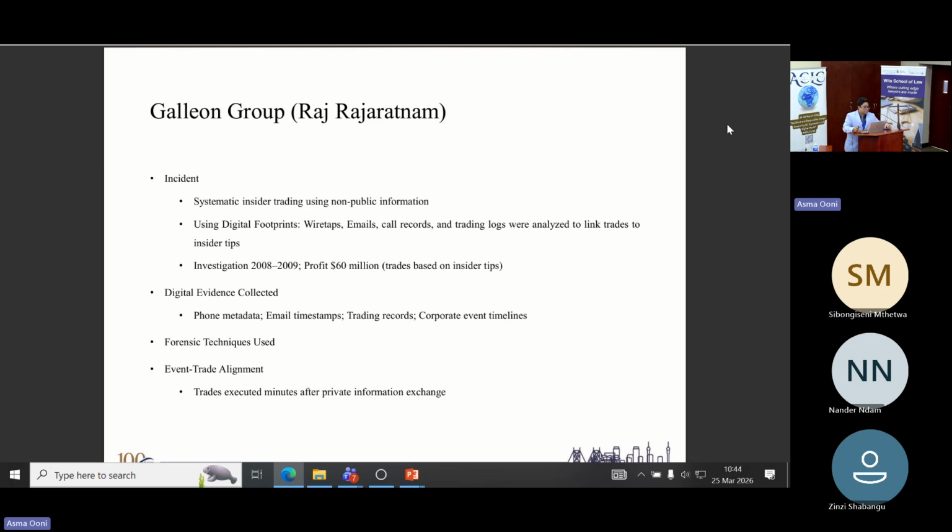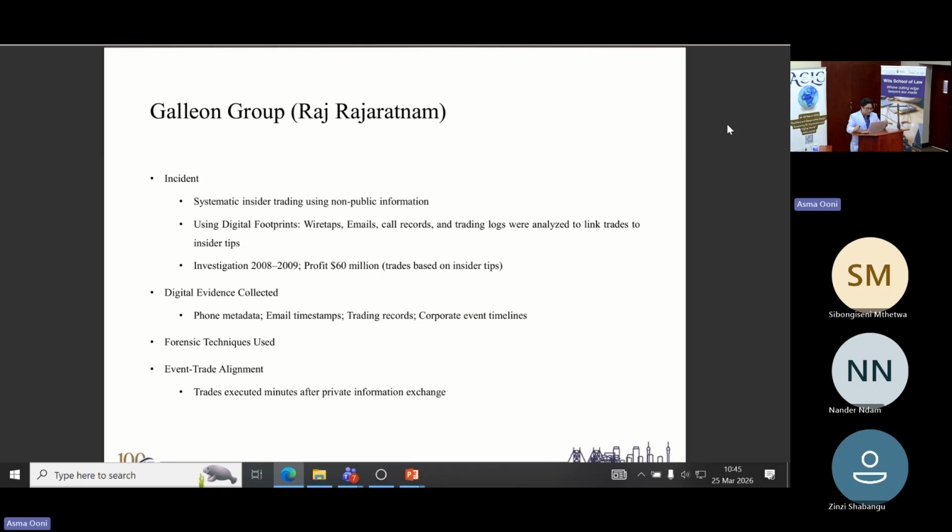So how was he caught? In this case, the digital footprint was a wiretap. First, they started tapping the phone calls he was using, and also the emails, call records and trading logs that he was using. This investigation took one or two years, between 2008 and 2009, and they found that he made around $60 million from that insider information.